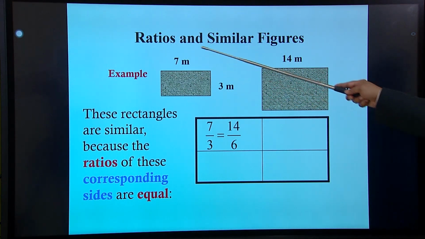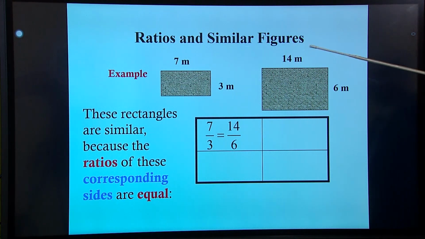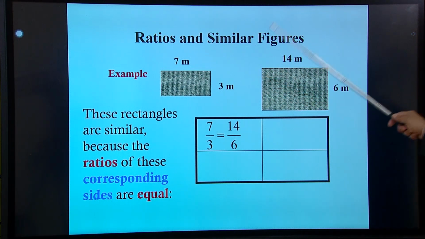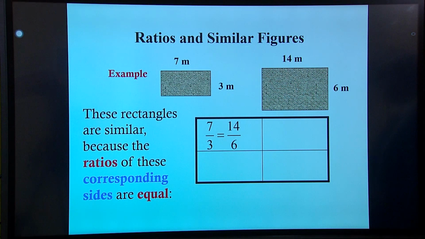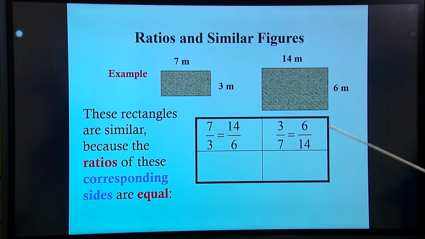So let's look at this. 7 over 3. I'm looking at that side over that side. I must do the same with the second figure, 14 over 6. And you can see that 14 over 6, if I cancel out 2, I'm going to get 7 over 3. So they are equal. That ratio, 7 over 3, is the same as 14 over 6. I can look at a different ratio, 3 over 7. If I look at the short side over the long side, and again, 6 over 14, that is the same.